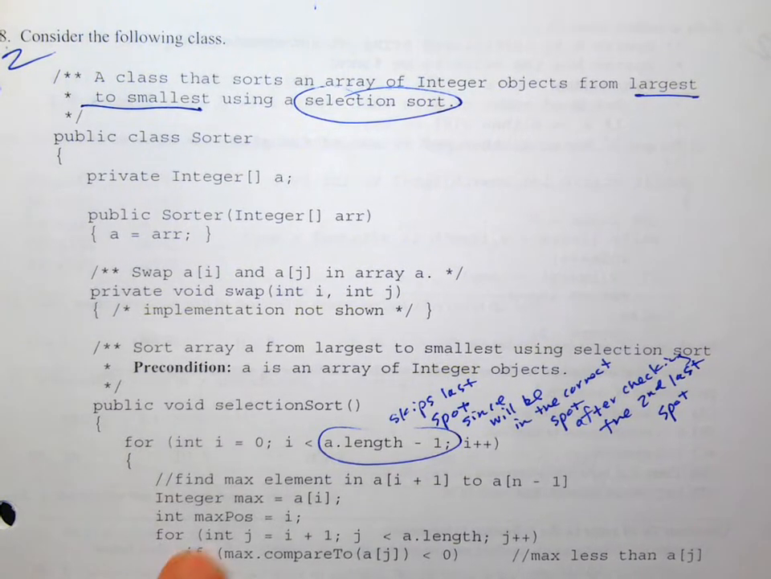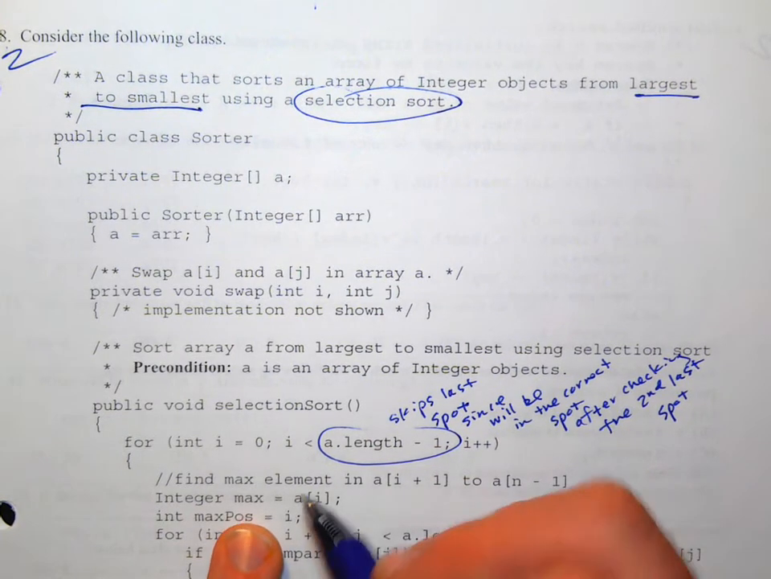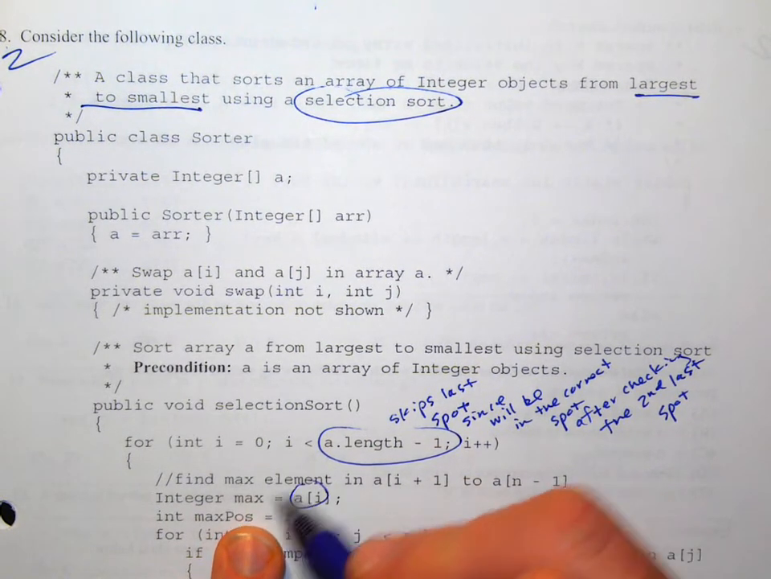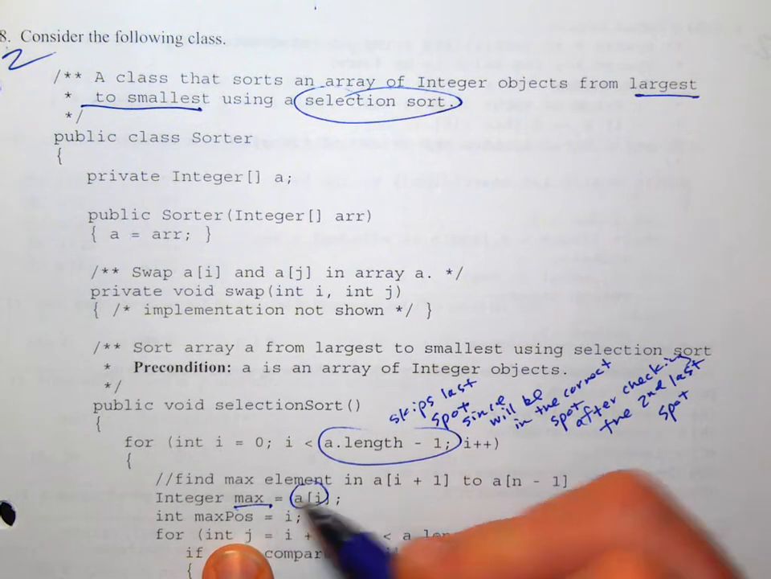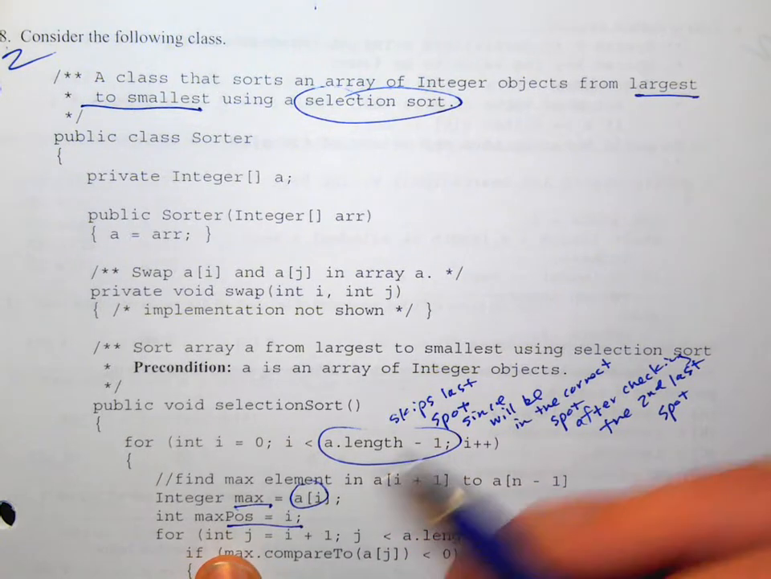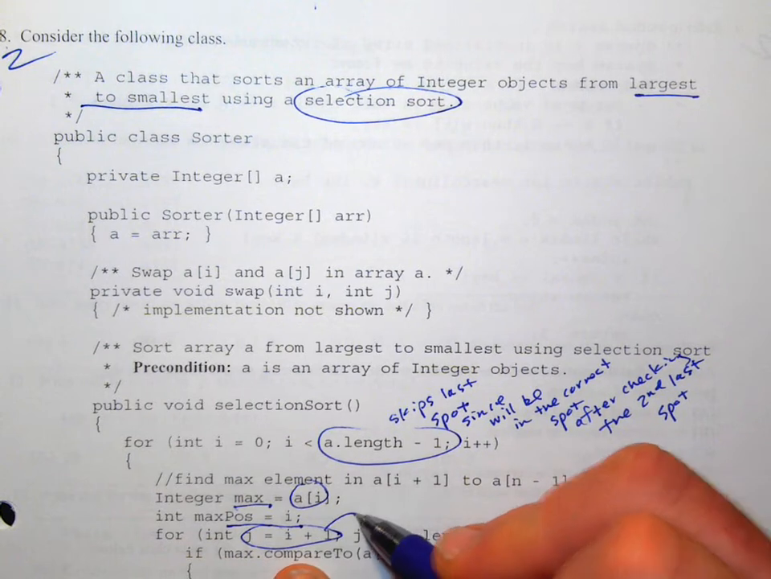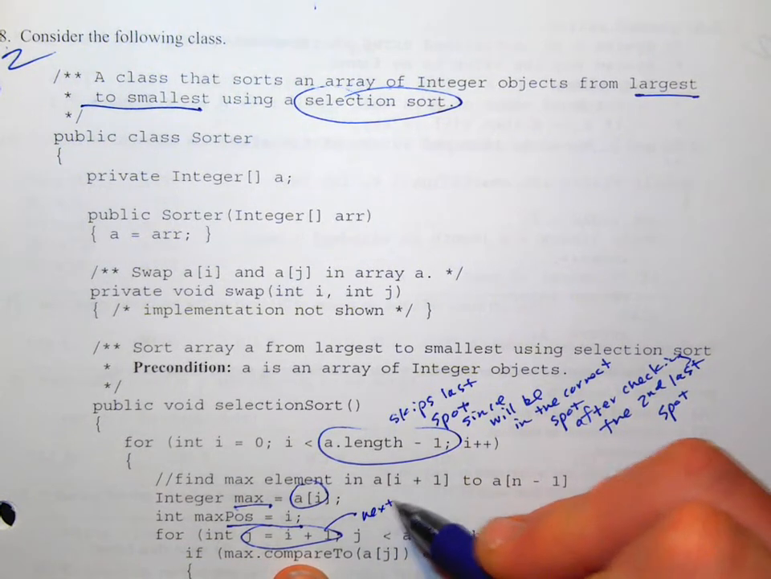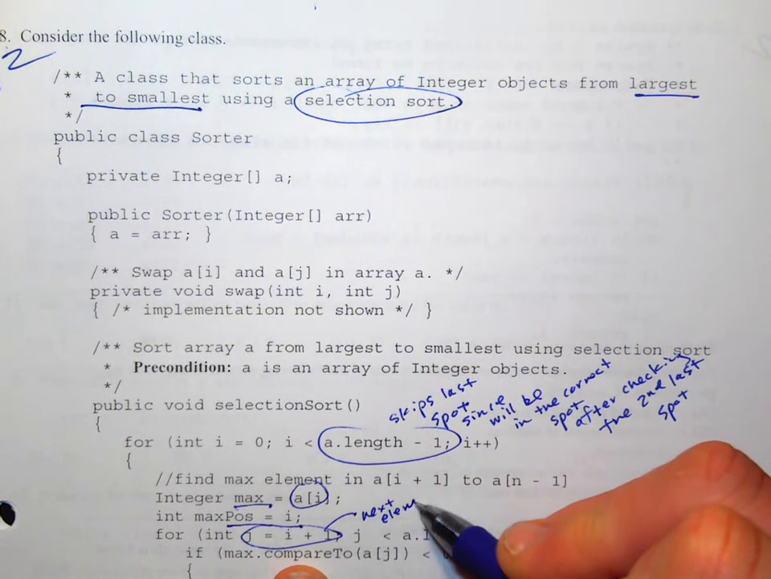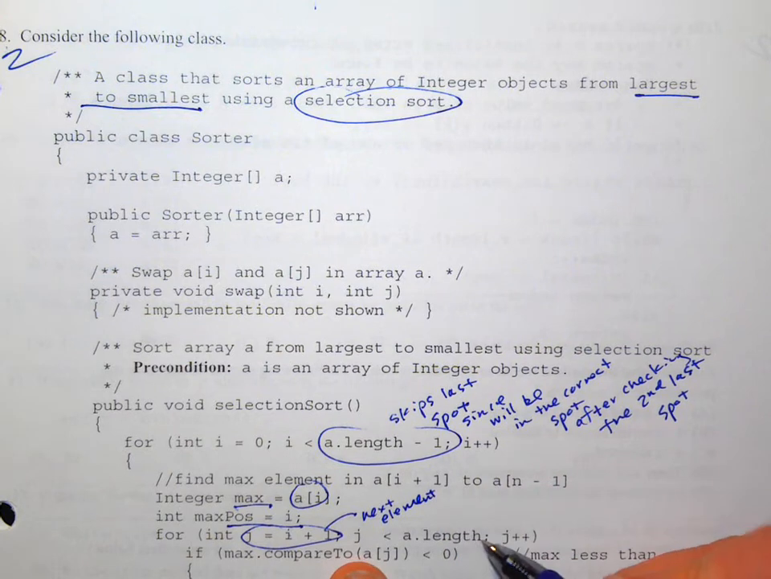And so this says, okay, find the max element in what's left. Store the current one into max right now, and record its position. And then starting at the next spot to the right, looking at the next element, go until we get to the end.